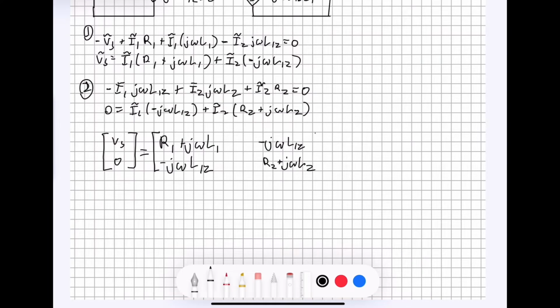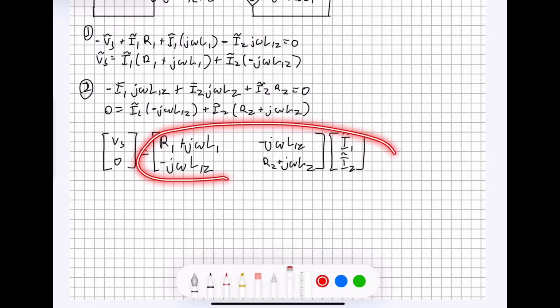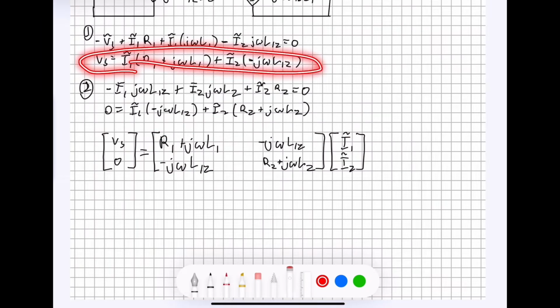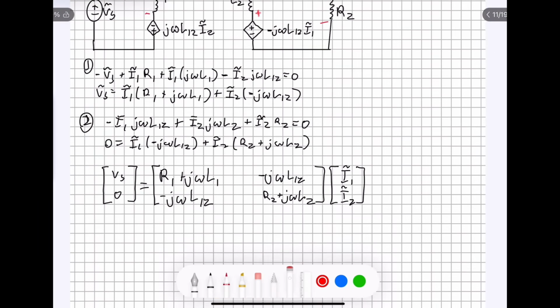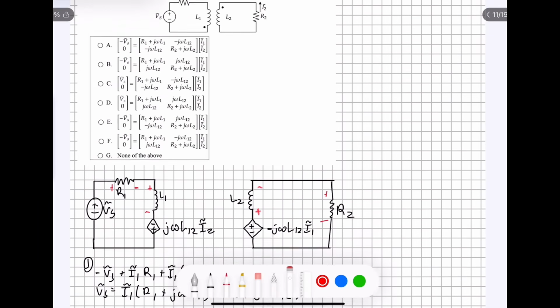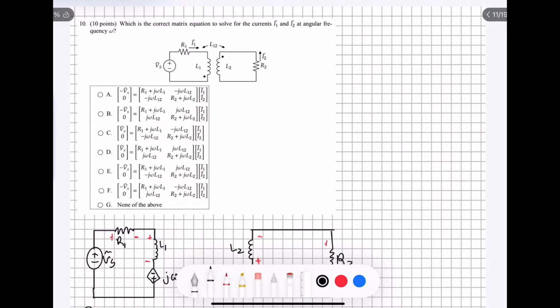This whole matrix right here is going to be multiplied by the current matrix, which is just simply I1 tilde over I2 tilde. And you'll notice that if you use matrix equation to multiply out these terms right here, you're going to get the exact same equations that you had up here. So we didn't really change these equations at all. We just wrote them in a different form. All right. And then looking at this matrix up here, we can see that it perfectly matches C right here, this matrix.